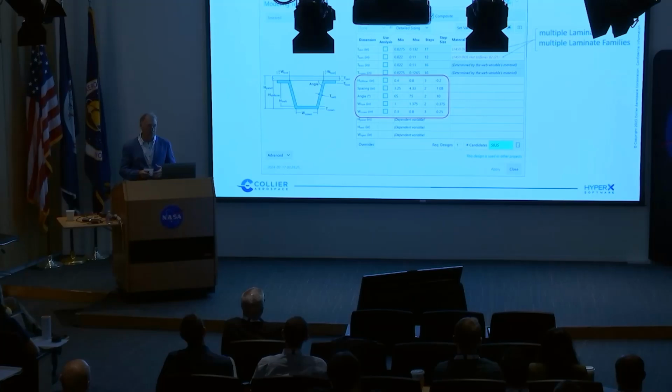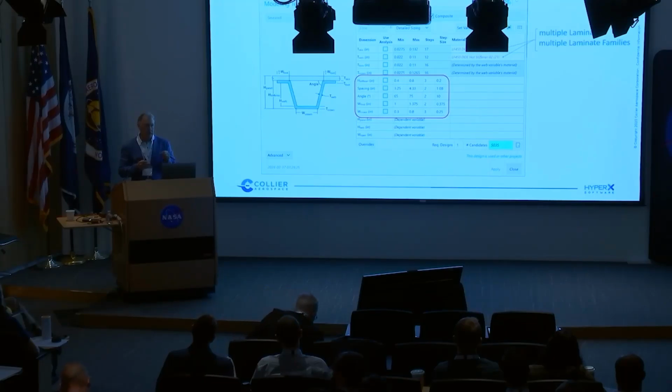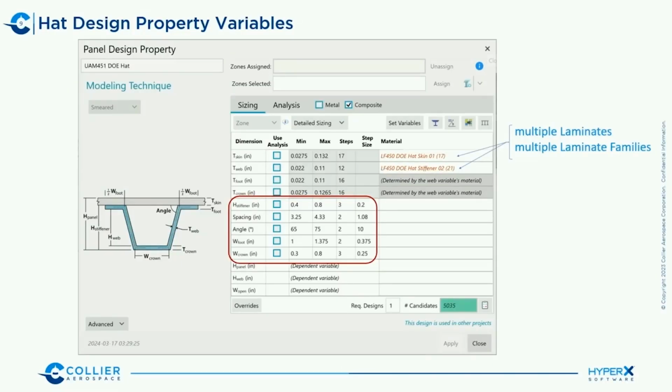The hat, on the other hand, has a lot of variables, right? It's got variables for the height, the widths of the flanges and the crown. It's got variables for that angle you see there. And additionally, you could have different laminate thicknesses for the different regions of that blue part. So the web and the crown can be different actual laminates. So a lot of variables here.